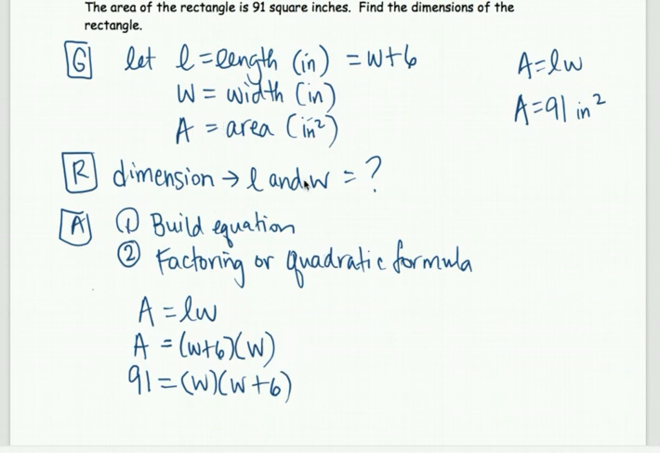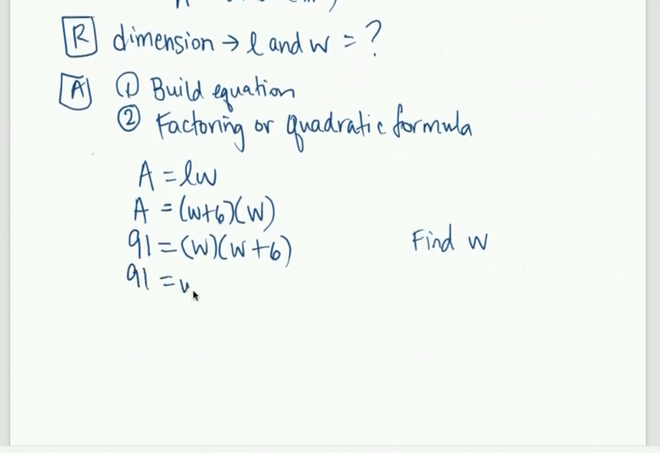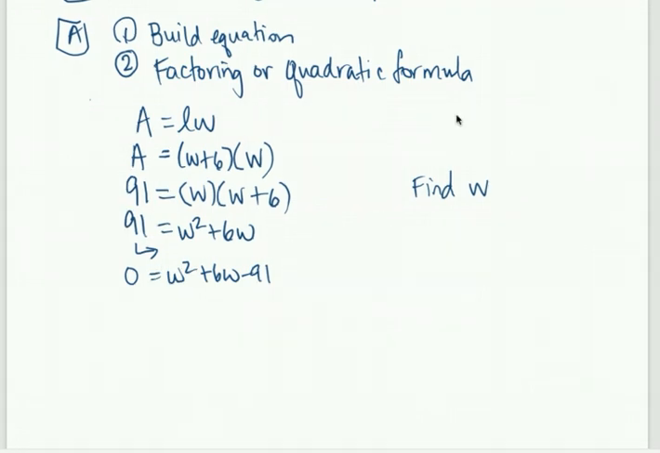Okay, so we have to find the length and the width. So since we only have W here, we're going to go and find W first, and then we can figure out the length after. Okay, all right, so if we go through and calculate this out, okay, I get to here. And again, if I'm going to go and find the answers for W, I have to equal it all to 0. So let's move the 91 this way. Okay, and there it is. And then use a factoring or quadratic formula to solve it.